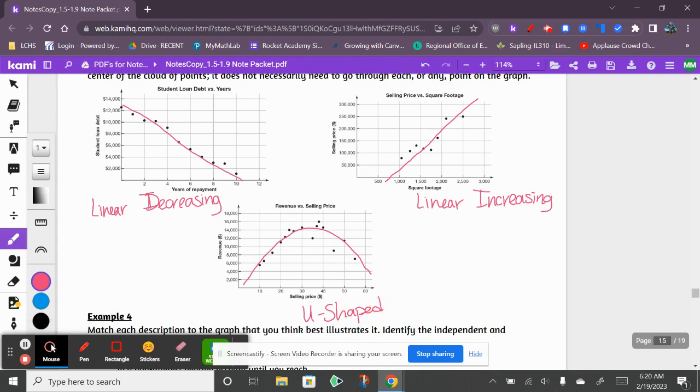The only other type of graph that you guys would run into during the notes would be something that is called exponential. So if it has a general shape of slowly starting to go up and then quickly increasing, this is going to be called exponential.